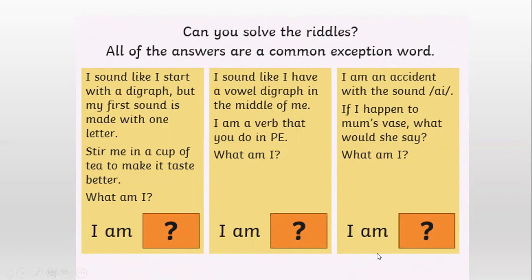And in my last one, I have an accident with the sound A. If I happen to Mum's vase, what would she say? Ooh, what am I? So we're looking for a word that's got an A sound, a vowel digraph, and one letter that sounds like a digraph.